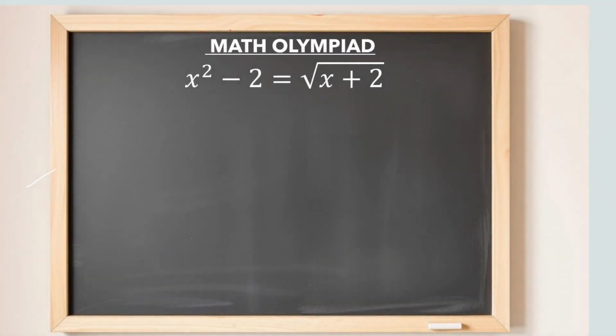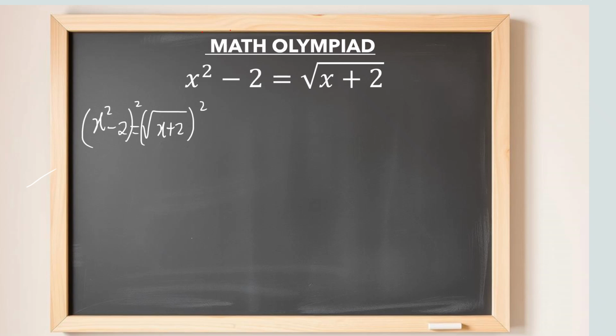Amazing Olympiad mathematics. Now to do this, the first thing I'm going to do is to rewrite this given equation. Here, the equation is x squared minus 2 equals the square root of x plus 2. To further simplify this, square both sides.